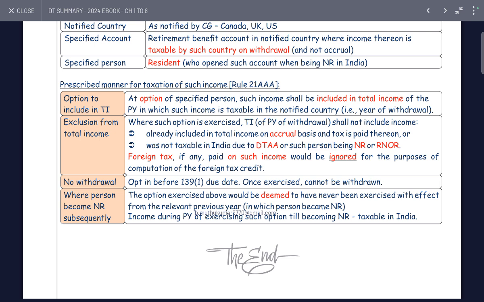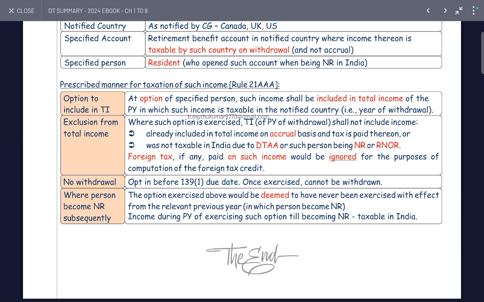Section 89A: option to tax income at the option of the specified person. Such income shall be included in the total income of the previous year in the prescribed manner of taxation under Section 89A. Option 2: include in total income. At the option of the specified person, the income shall be included in the total income for the previous year in which such income is taxable in the notified country, that is, the year of withdrawal. Exclusion from total income: where such an option is exercised, income on withdrawal shall not be included in total income if it was already included in the total income on an accrual basis and tax was paid thereon, and was not taxable in India due to the DTAA, such person being a non-resident or a resident but not ordinarily resident.